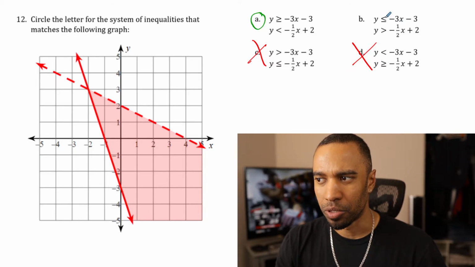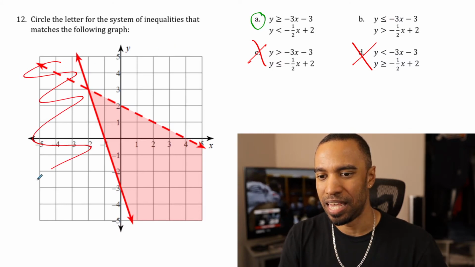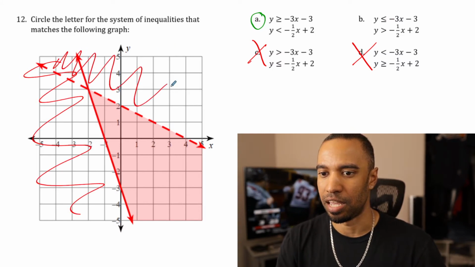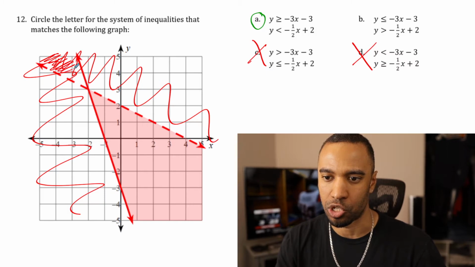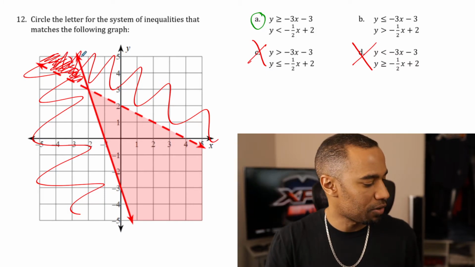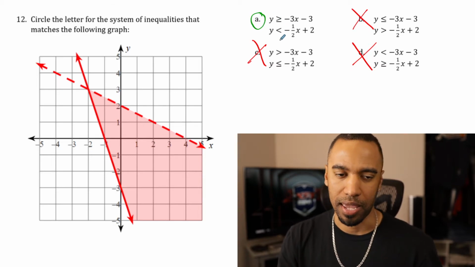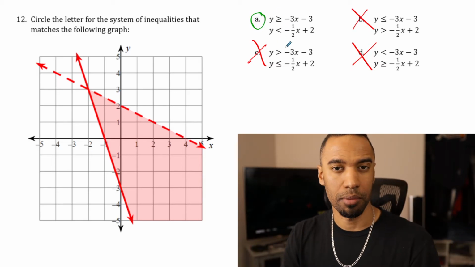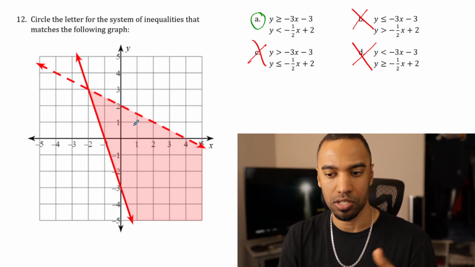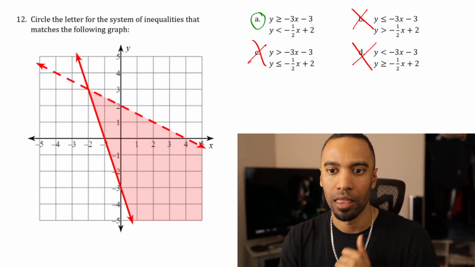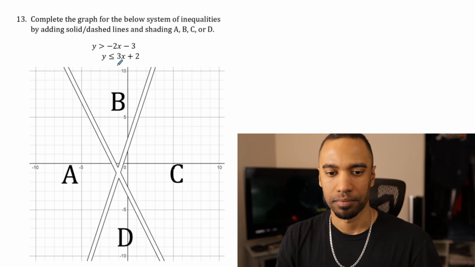B, we'd be shading below negative 3x minus 3 like this, and above negative 1/2 x plus 2 like this, and this would have been our answer right here. And that's not what we're doing, so it's not B. It's going to be A. All right, so that's the shading above and below, once again, in a system, and these intersecting points are where we do the shading. So here we go, number 13.